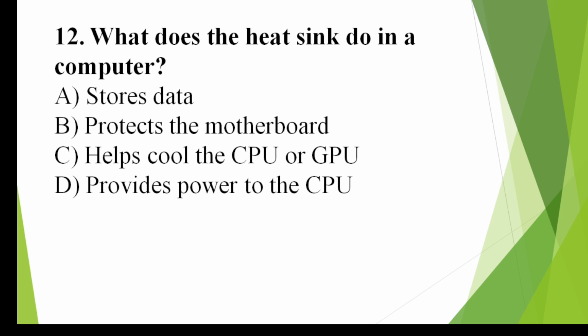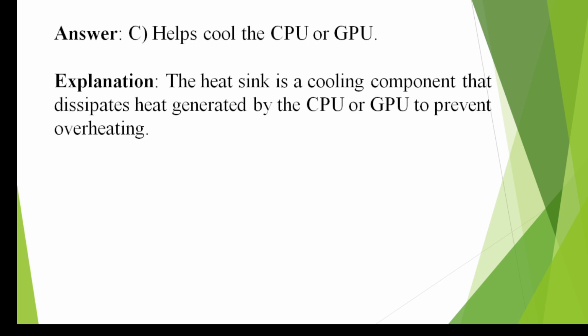Let's move to question number 12. What does the heat sink do in a computer? A. Stores data, B. Protects the motherboard, C. Helps cool the CPU and GPU, and D. Provides power to the CPU. The correct answer is C. Helps cool the CPU and GPU. The heat sink is a cooling component that dissipates heat generated by the CPU and GPU to prevent overheating.